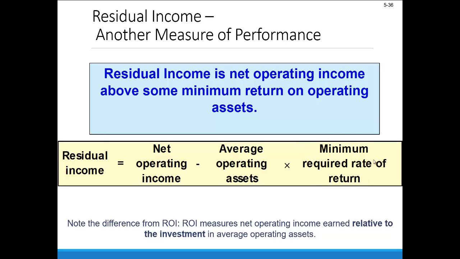So this would be set probably at the corporate level, or at least at that division level. It's what the firm decides is their cost of capital or some blended rate against some target required rate of return. So just real quick, note the difference from return on investment. Return on investment measures net income earned relative to an investment in average operating assets, while residual income measures net income above and beyond some required return on investment.